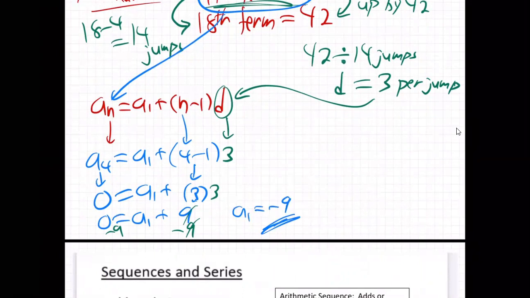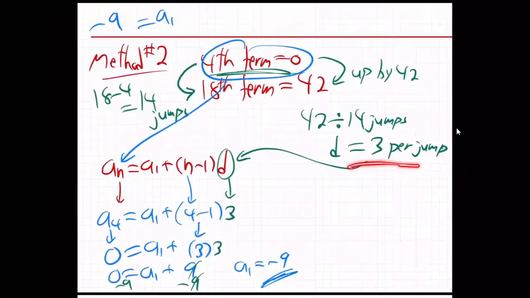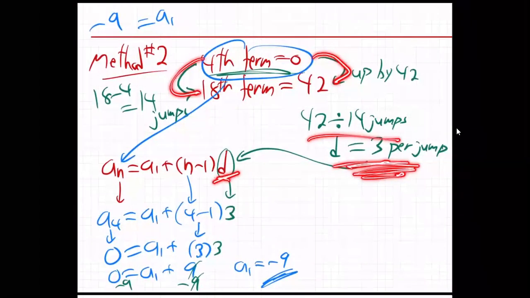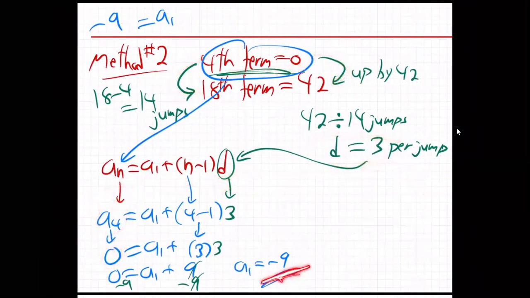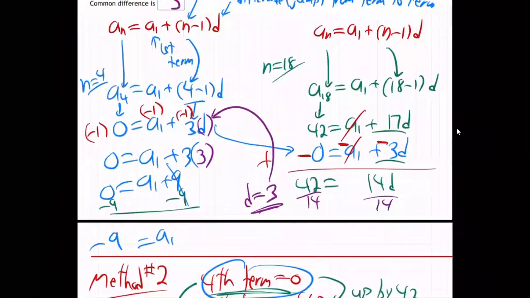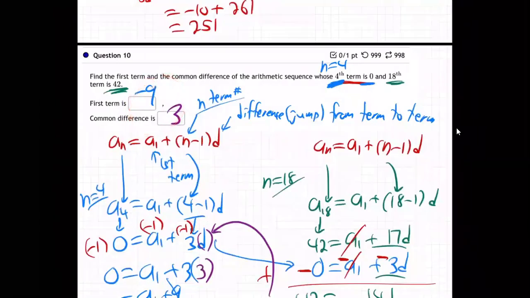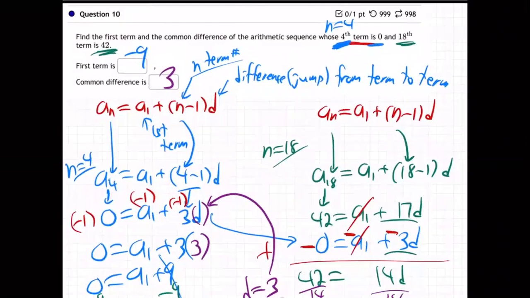That'd be another way. So I got the d by just reasoning. Go from 0 to 42 in 14 jumps. Divide that, 3 per jump. Got my d. Plugged into the formula. a sub 4 is 0. The fourth term is 0. Solve for a1. Got a1, got d. Either method's fine. We get a1 and d. There we go.